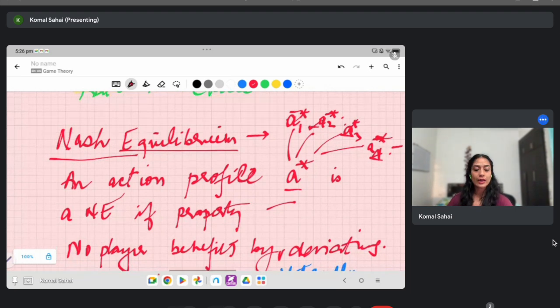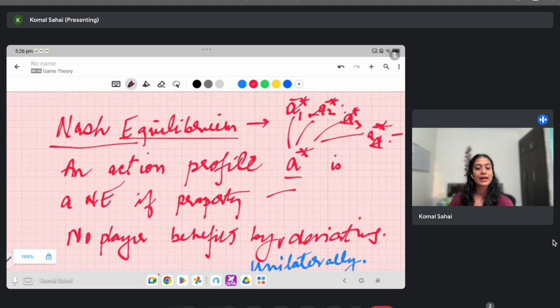ठीक है? So of course it can be possible that if the other players are choosing actions which are different than A2 star, A3 star, A4 star, तब हो सकता है कि प्लेयर 1 के लिए कुछ और बेस्ट हो. तब हो सकता है कि किसी और एक्शन चॉइस से उसे बेटर मिल जाए. But as long as the other players are sticking to this action profile, this has to be the best for player 1 also. And this applies to all players.